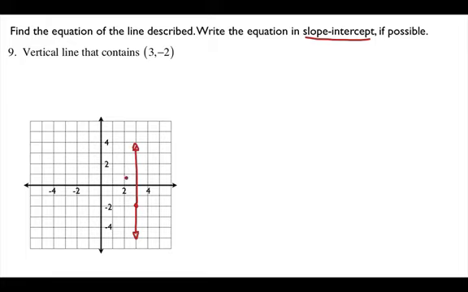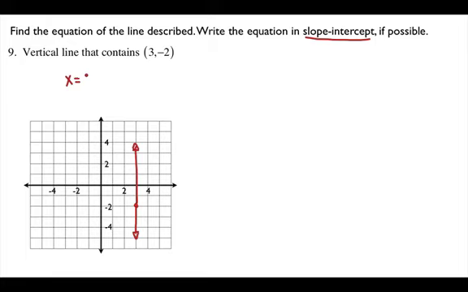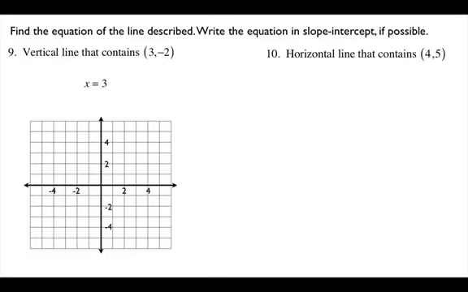Now, I don't have to graph it, but again, this helps understand the process a little bit better, helps understand the answer. And at this point, every single one of you should know that any vertical line is x equals a real number. So this is the answer to number 9. X equals 3.